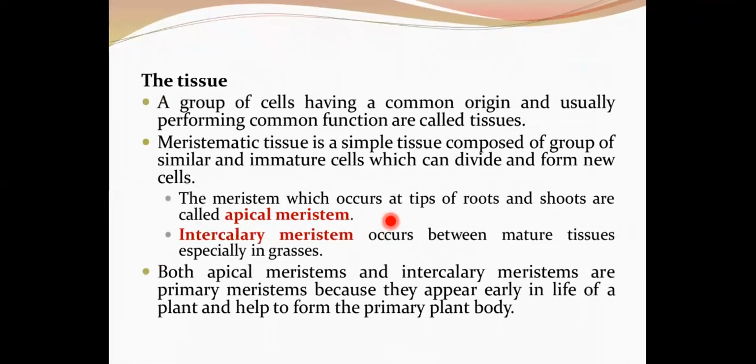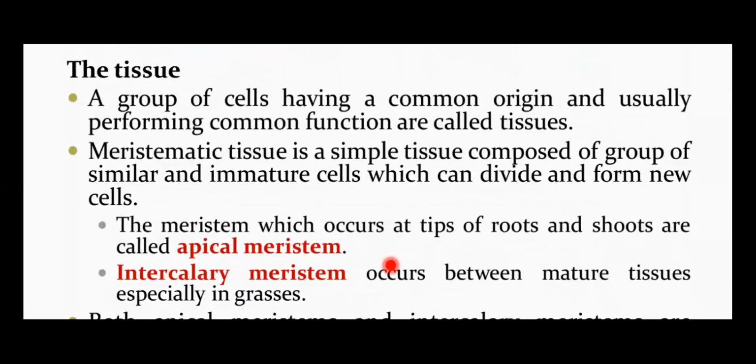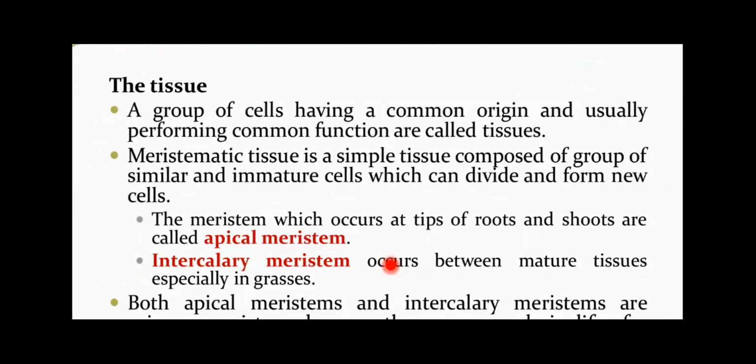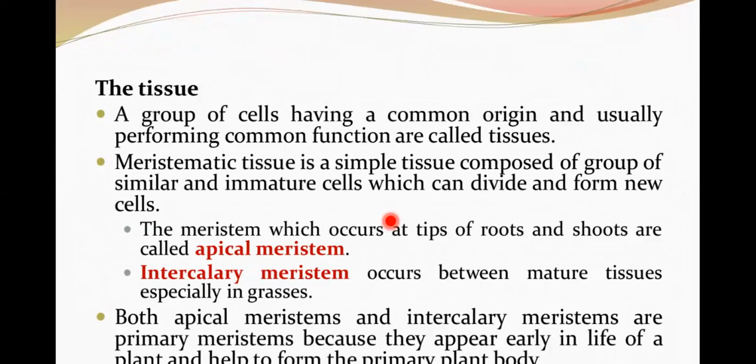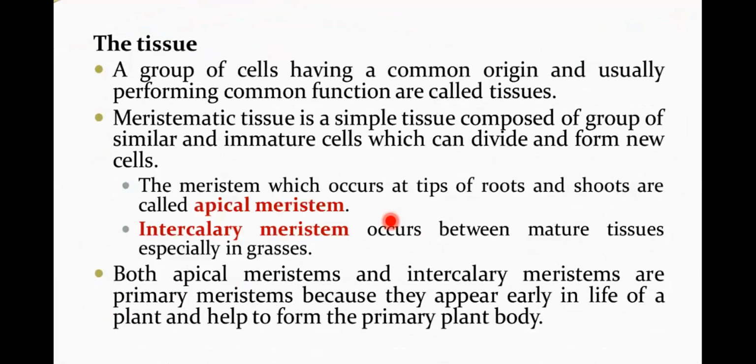Let us come to the different tissues at a glance. Okay, so now, what is tissue? You all know a group of cells which have common origin and perform similar function is called as tissue. Meristematic tissue is a simple tissue composed of a group of similar and immature cells which are rapidly dividing and form new cells. Okay, as I already said, there are three types of meristem: apical, lateral, and intercalary.